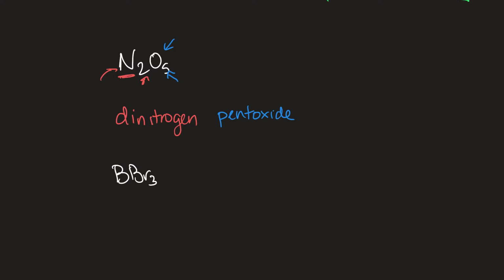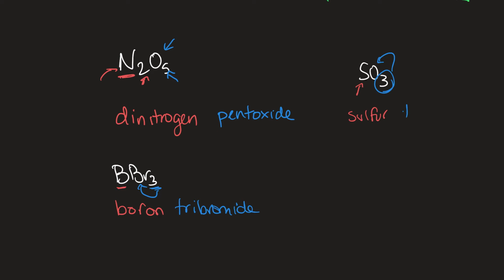Let's look at another example. We have BBr3. We have one boron, so we just simply call it boron here. Remember, we never use mono for the first element. And then we have 3 bromine, so we use the prefix tri, so it's tribromide. Boron tribromide. Let's go through more examples. Let's say we have SO3. We only have one S, so it's just sulfur. When we have 3 oxygen, we use tri, so trioxide.